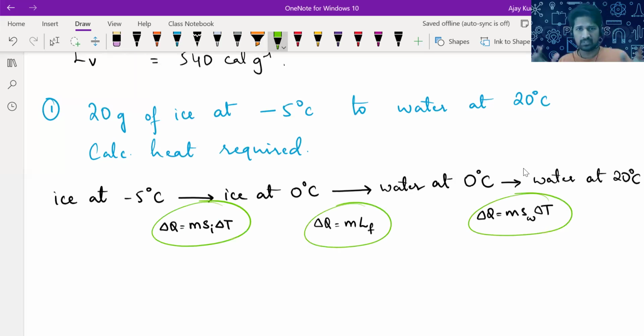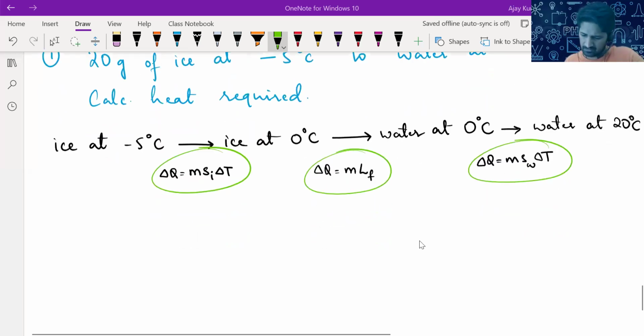So whenever any conversion is happening, whether it's temperature change, state change, or a combination, you'll have to imagine it like this. Heat is gradually supplied. What are the different processes that occur? Calculate this quickly, all of you. I got one answer as 2050 calories. Let's see.